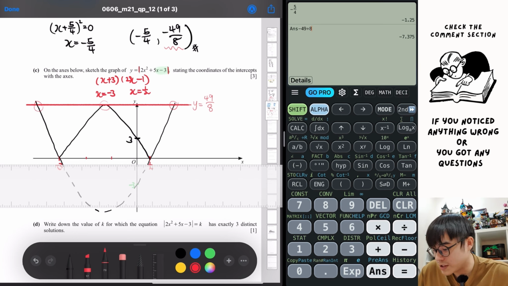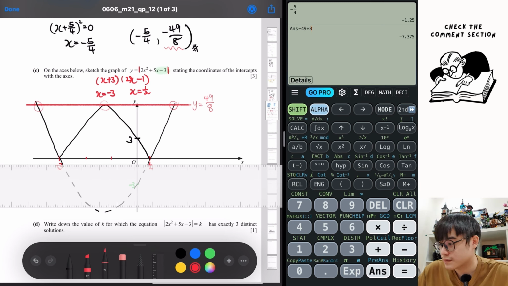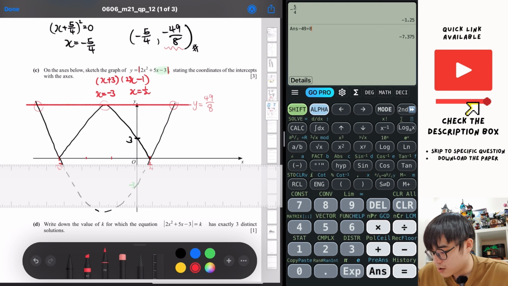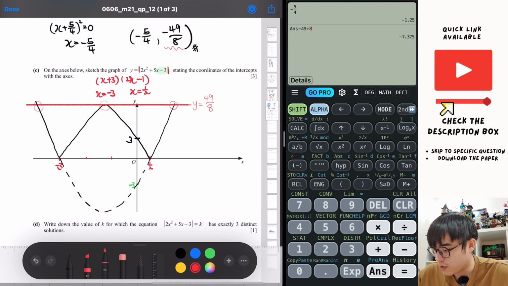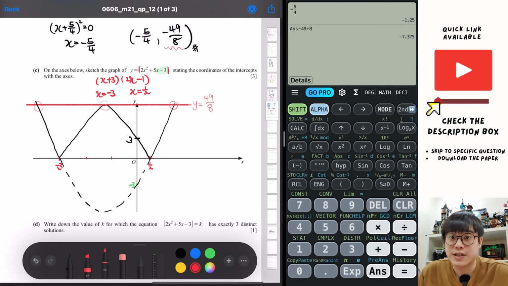The so-called three distinct solutions is the number of solutions, or how many points they intersected on. So you need to know roughly where you should draw the line for this particular question. Okay, so this is for your part D here.